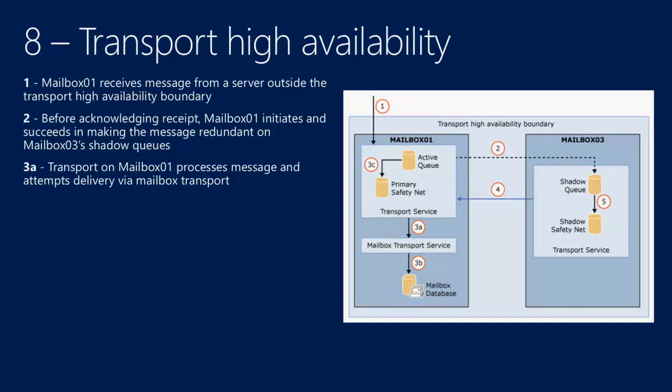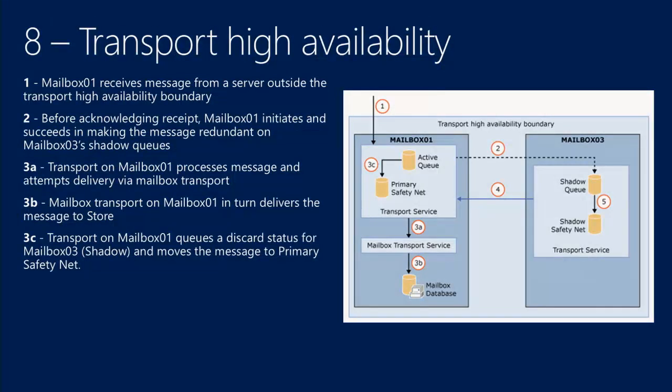So step 3, there's multiple steps to step 3. The first one is that the transport service on mailbox 1 is going to process that message, and it's going to attempt delivery via the mailbox transport component. Now, that mailbox transport component could be the local transport component. It could be a remote mailbox transport component on another server in the DAG. Really depends on what the recipient is in this case and where the active database copy for this particular recipient is located. The mailbox transport is then going, in turn, to deliver that message to the mailbox database.